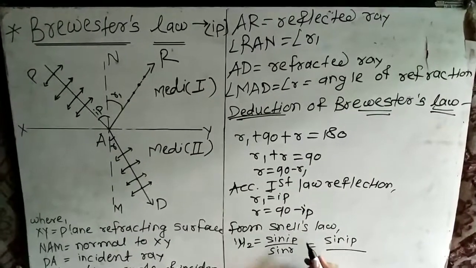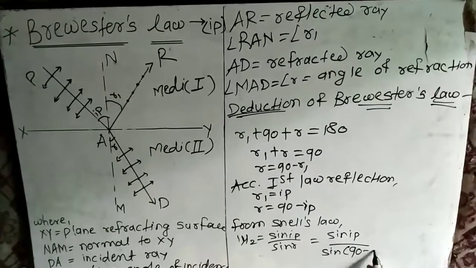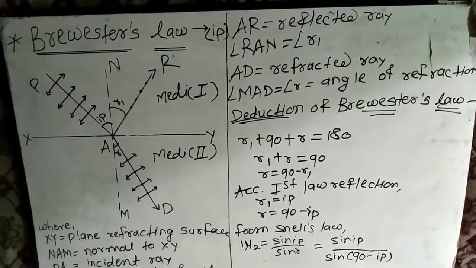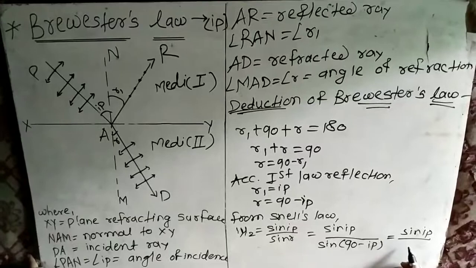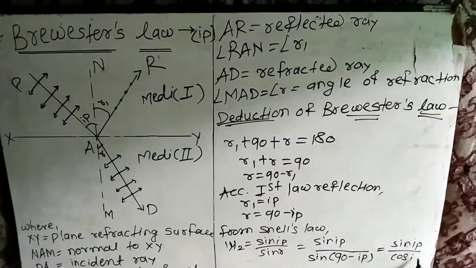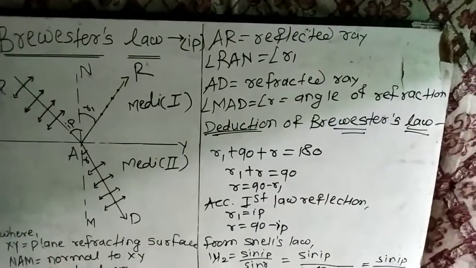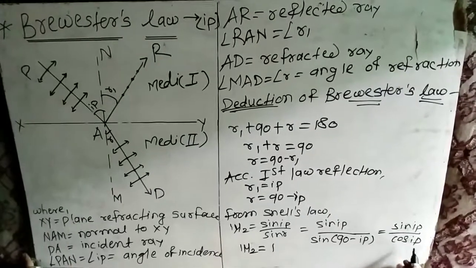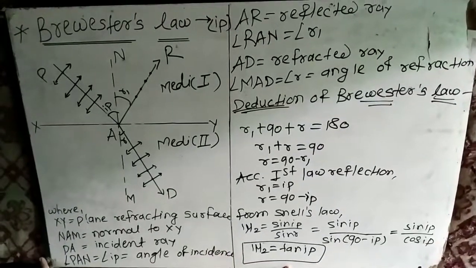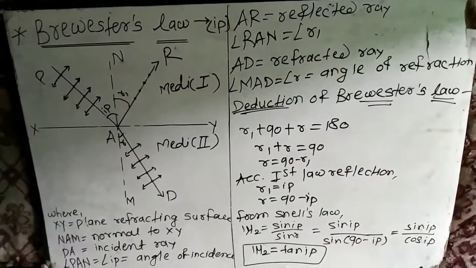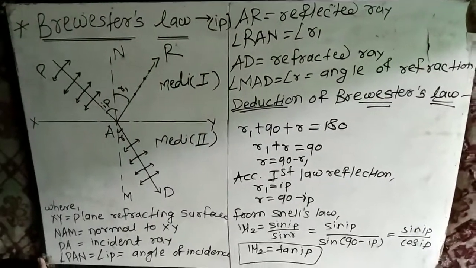So sin R is nothing but sin of 90 minus IP, so it is equal to sin IP upon cos IP. This is the formula. So 1 mu 2 is equal to sin upon cos, which is tan IP. This formula is also known as the polarizing angle law or Brewster's law. And this is a complete 4 marks question.